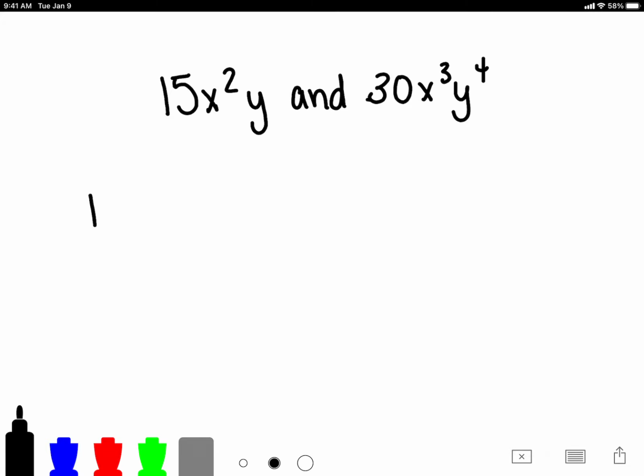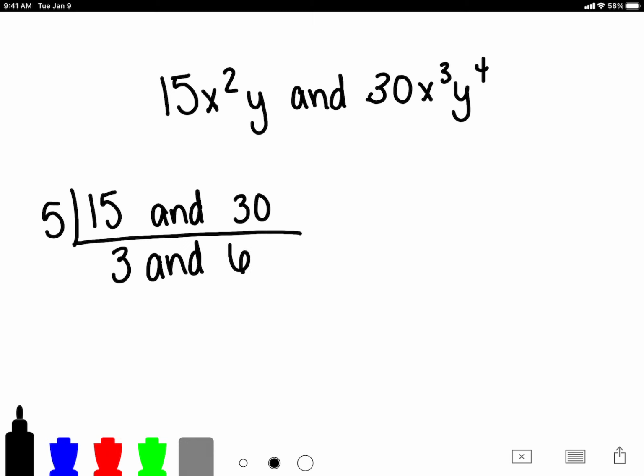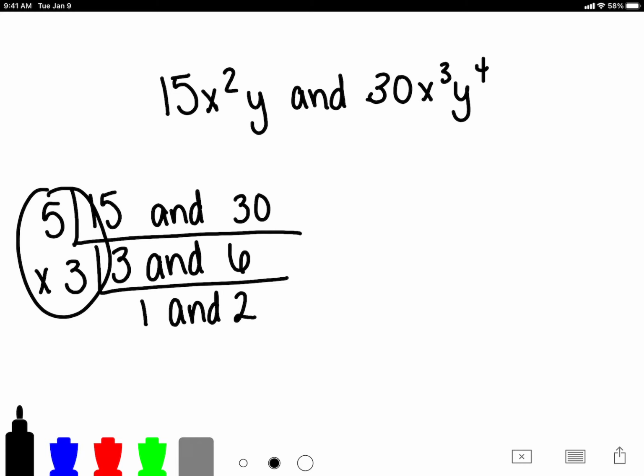Some of you guys are like, oh, 5 is a common factor. So 5 goes into 15 3 times, and 5 goes into 30 6 times. Then I could divide again by 3. That would give me 1, and 6 divided by 3 gives me 2. So 3 times 5, my outside numbers, gives me my GCF of 15. You might have looked at 15 and 30 and known right away that 15 is the greatest common factor.